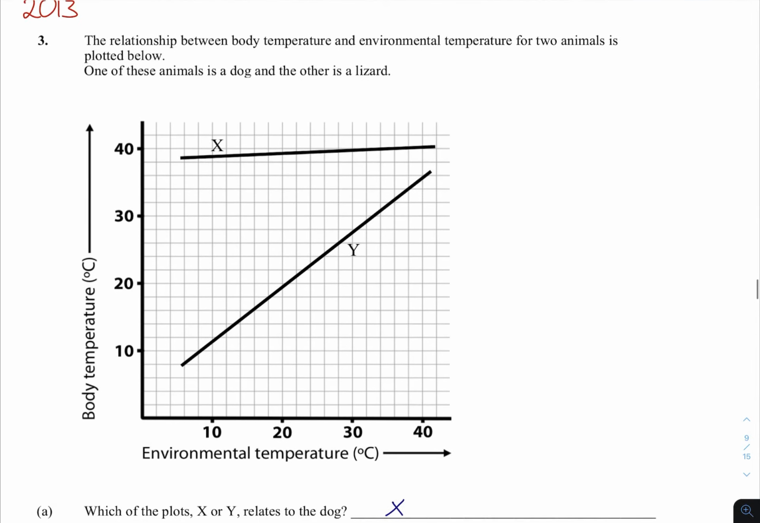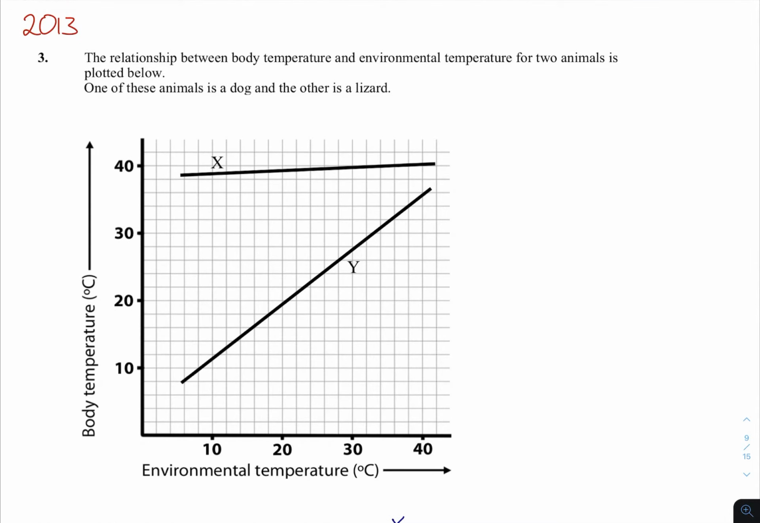Moving on, 2013's got to do with homeostasis, and it's probably one of the more unique ones of its kind, in which you're given a graph here, and there's two temperatures on the X and the Y axis. On the Y axis you will have body temperature, and on the X axis you have the environmental temperature, which means the external temperature. And you can see we are given X, which remains relatively constant throughout the environmental temperatures, and we have Y here, which you can see that its body temperature increases dramatically as the environmental temperature increases. So one is of a dog and one is of a lizard.